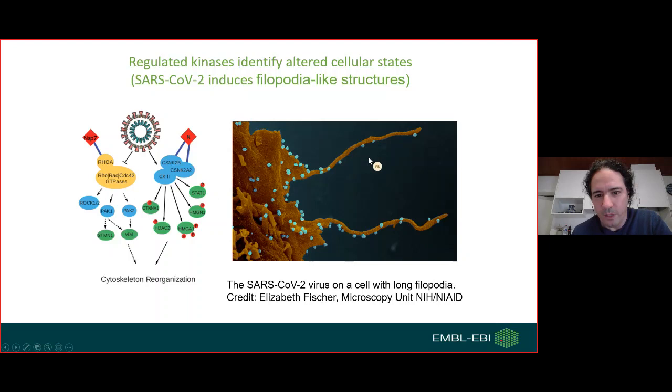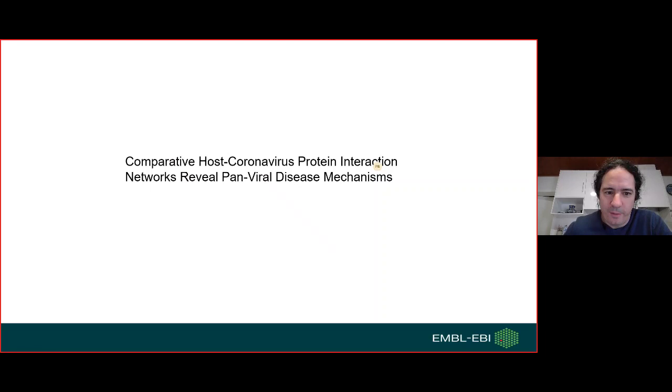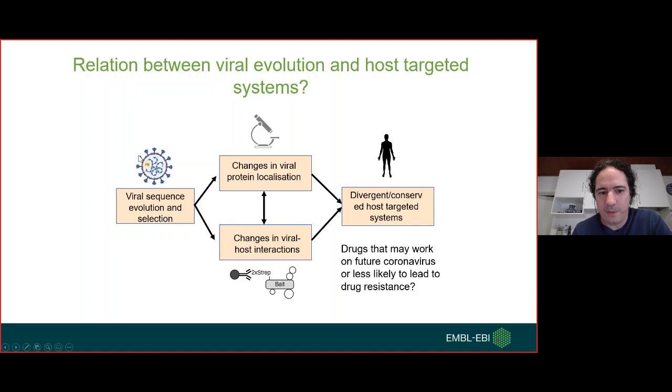So finally, the last project that we've been working on was a study of different coronaviruses using the same approach. This is more the direct follow-up of the first story. The idea here is that if you have different viruses, in particular evolutionarily related viruses, they will all diverge in sequence throughout this evolutionary process. This could have different consequences. On one hand, it could lead to changes, for example, in protein localization of these viral proteins, differences in activity, or differences in interactions. Both of these could potentially lead to differences in how they target the host.